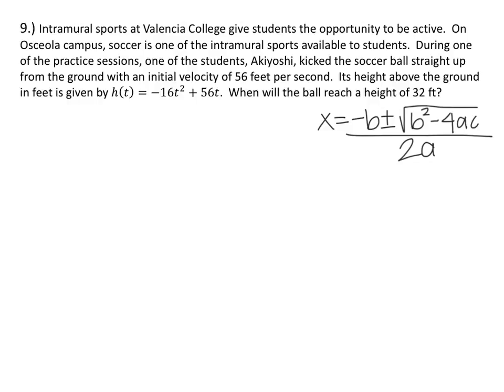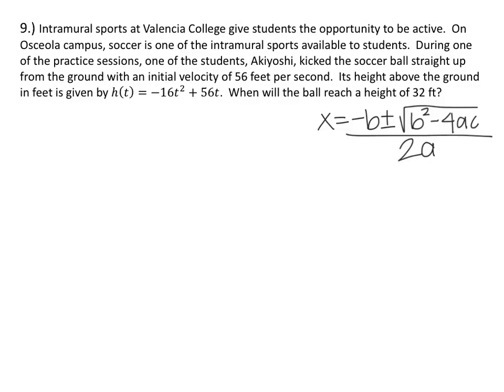Intramural sports at Valencia College give students the opportunity to be active. On Osceola campus, soccer is one of the intramural sports available to students. During one of the practice sessions, one of the students, Akiyoshi, kicked the soccer ball straight up from the ground with an initial velocity of 56 feet per second.